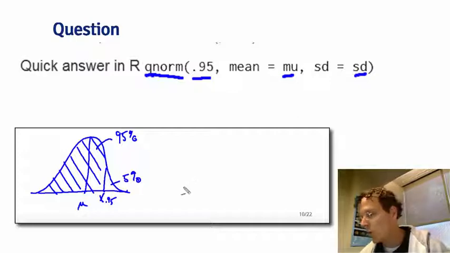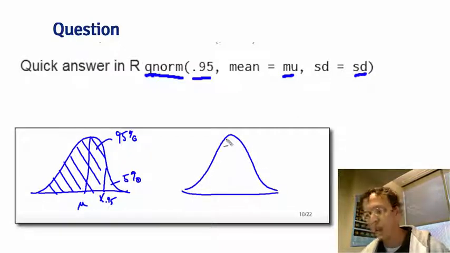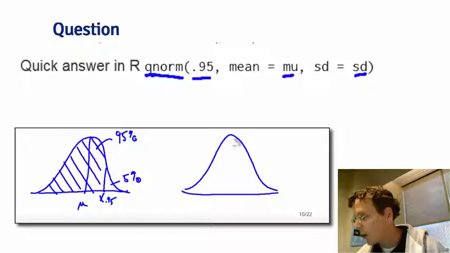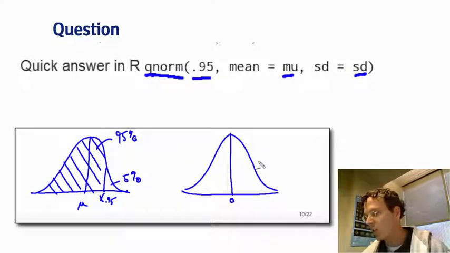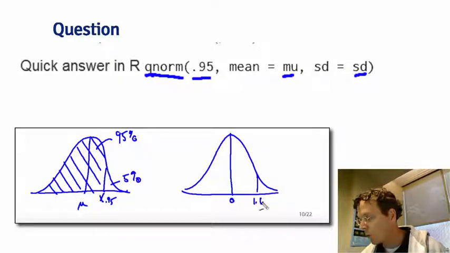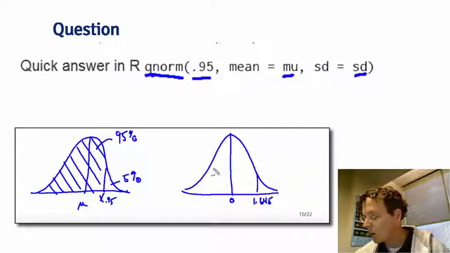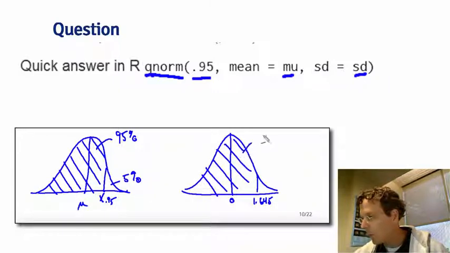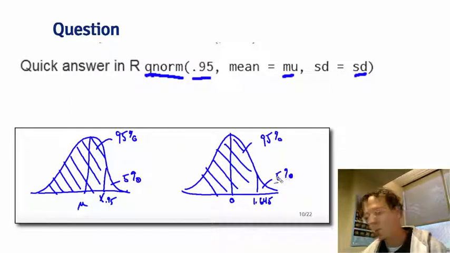But there's another way to do this that's easy because we have our standard normal quantiles memorized. So we know for the standard normal, which is centered at 0, and the units along the axis are standard deviation units from the mean, that the point 1.645 standard deviations from the mean is the point such that 95% lies below it, and 5% lies above it.